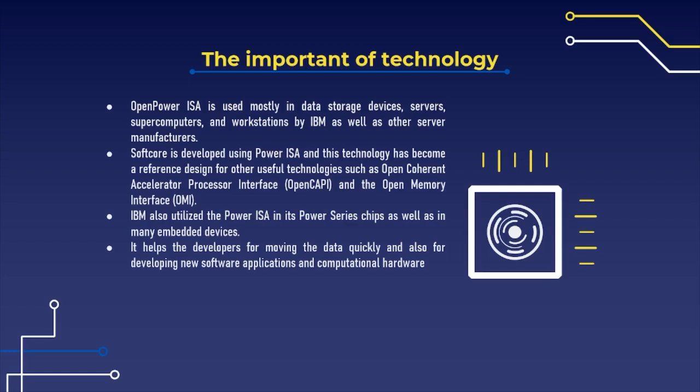Moreover, IBM also utilized the Power ISA in its Power Series chips as well as in many embedded devices that are produced by other production companies. This Power ISA helps developers move data quickly and also develop new software applications for AI and hybrid cloud builds. Finally, for developing computational hardware, Open Power ISA is a type of instruction set that provides more options for dealing with it.